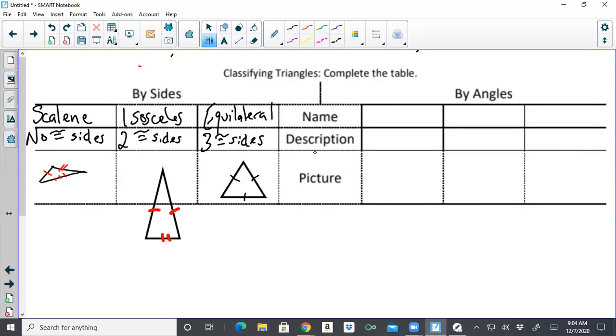So you should be able to tell whether something is scalene, isosceles, or equilateral by looking at the sides. If you can see that sides are the same, you would either call them isosceles or equilateral, depending on how many sides are the same. If you see that they are scalene, that means that none of the sides are the same.